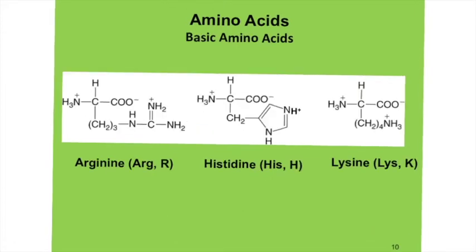Okay, so we have three basic amino acids. We have arginine, histidine, and lysine. Okay, so your R group is shown here, and arginine has three nitrogens in its R group. One of them will form a positive charge. Okay, and histidine, the R group is shown here, so it has a 5-membered ring, and this nitrogen can accept a proton and form a positive cation. And then for lysine, we have 4 CH2 groups with a nitrogen at the end. That nitrogen can accept a proton and form the cation.